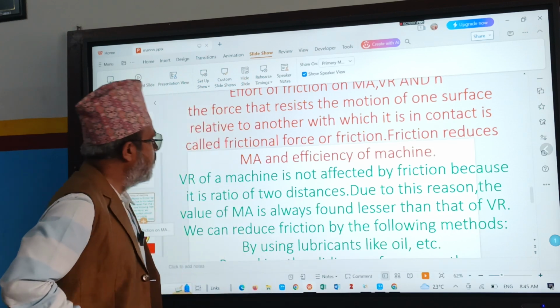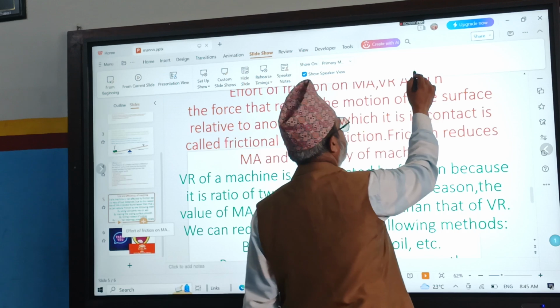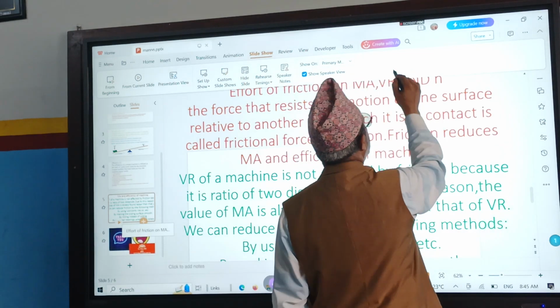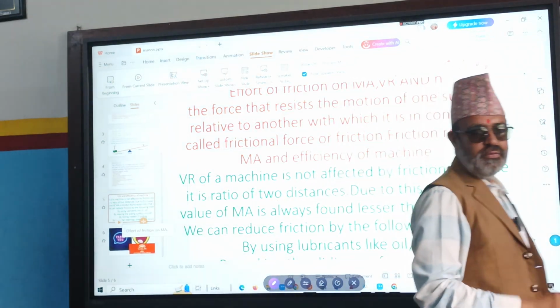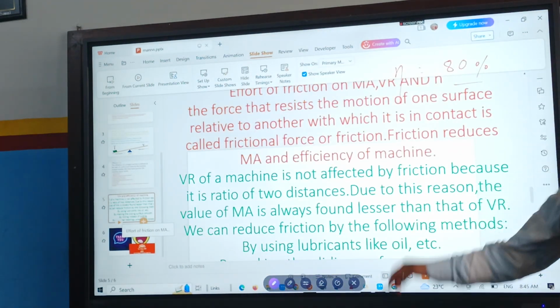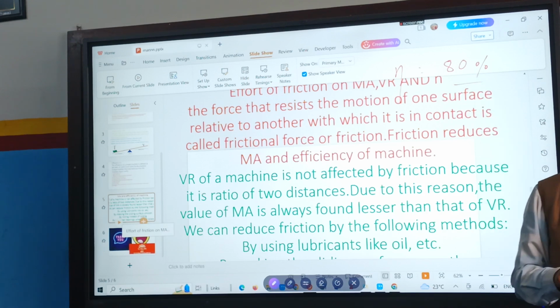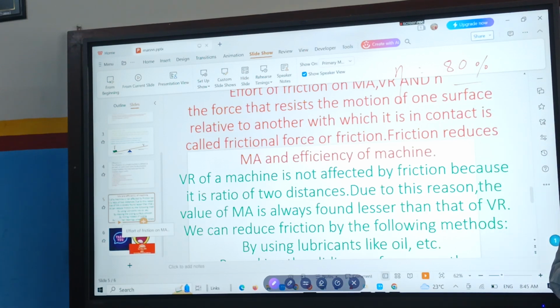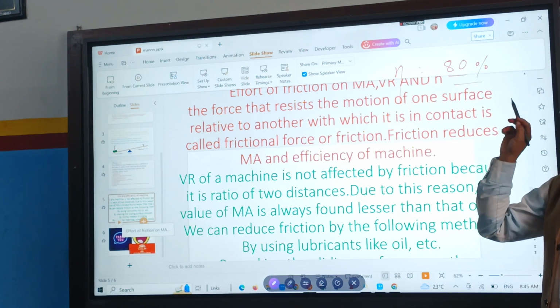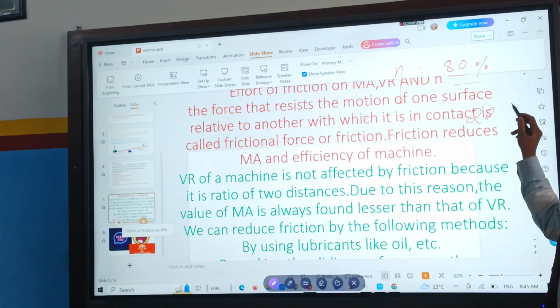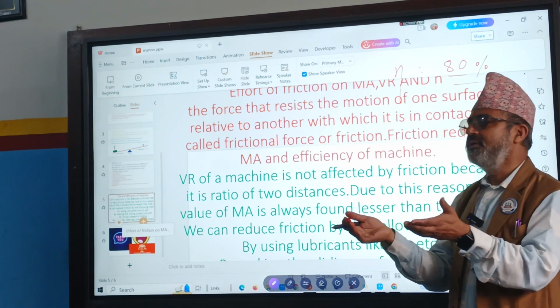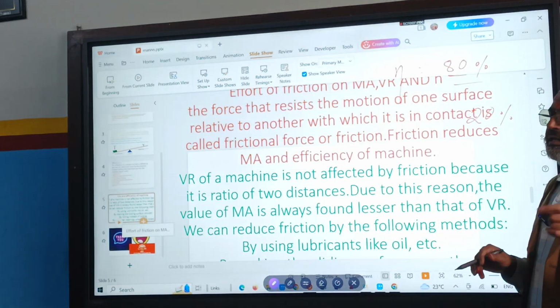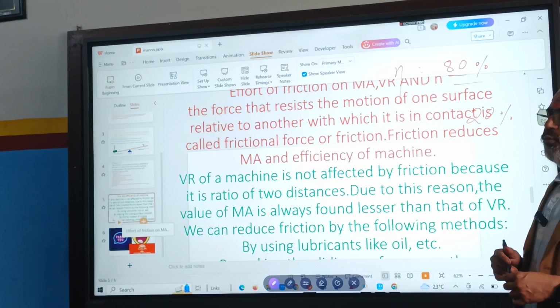For example, if I write the efficiency of a machine is 80%. Okay, what is the question? Or statement? The statement is that the efficiency of a machine is 80%. What does it mean? And what should be your answer? 80% work is useful work and 20% work is reduced by friction. Remember, input work was 100%, but only 80% is useful. The next 20% is wasted by friction.